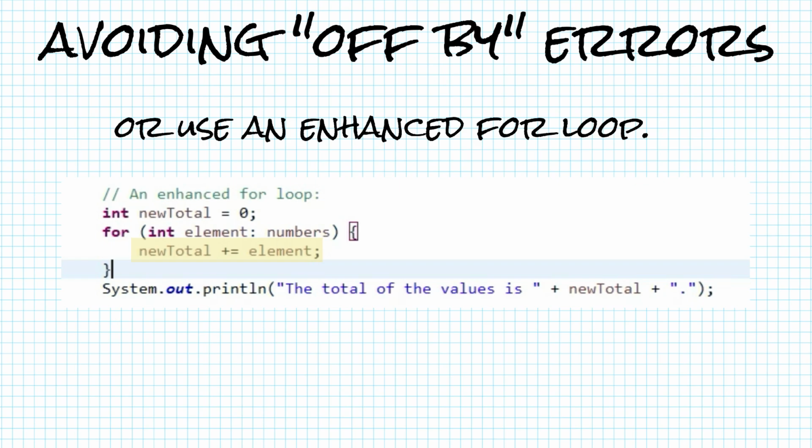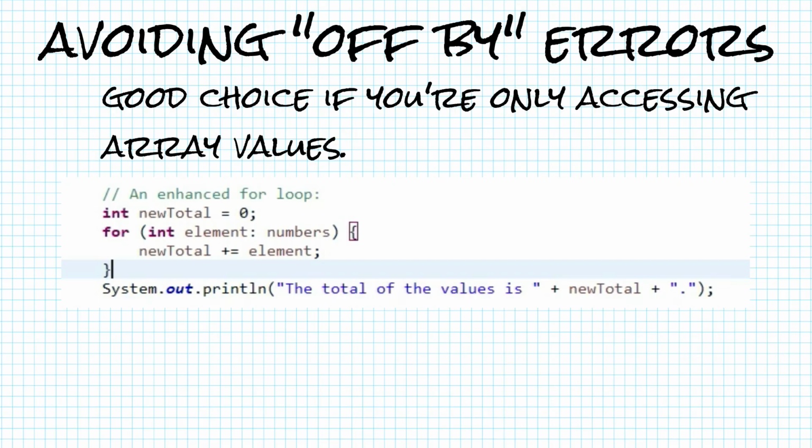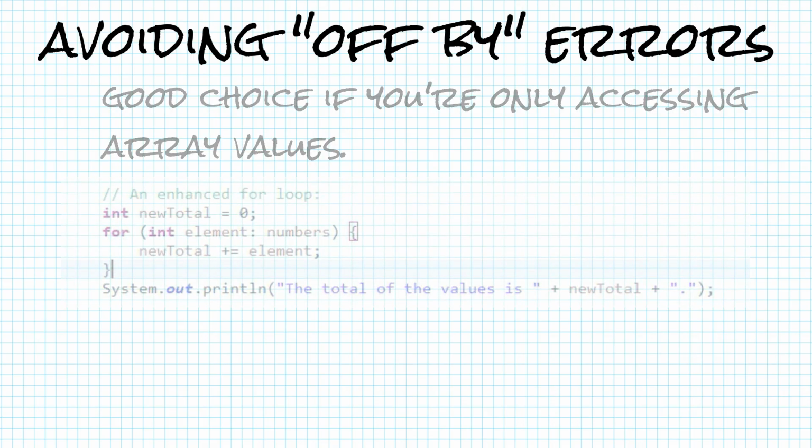You can't have an off-by-1 error if you use the enhanced for loop, so it's a great choice if you're only accessing the values of the array and not the locations. In other words, if I don't need to change the value in the array, or if I'm not trying to iterate through parallel arrays, the variable element is going to be a copy of each element in the array.